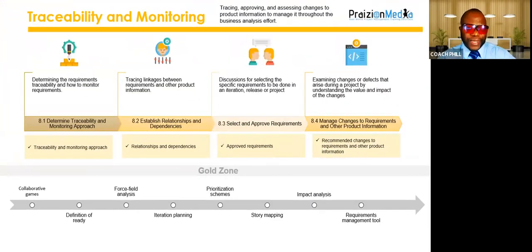Remember what we're doing here. What are we doing in traceability and monitoring? Tracing, approving, and assessing changes to product information to manage it throughout the business analysis effort. And that concludes our review on the tools and techniques of this area.